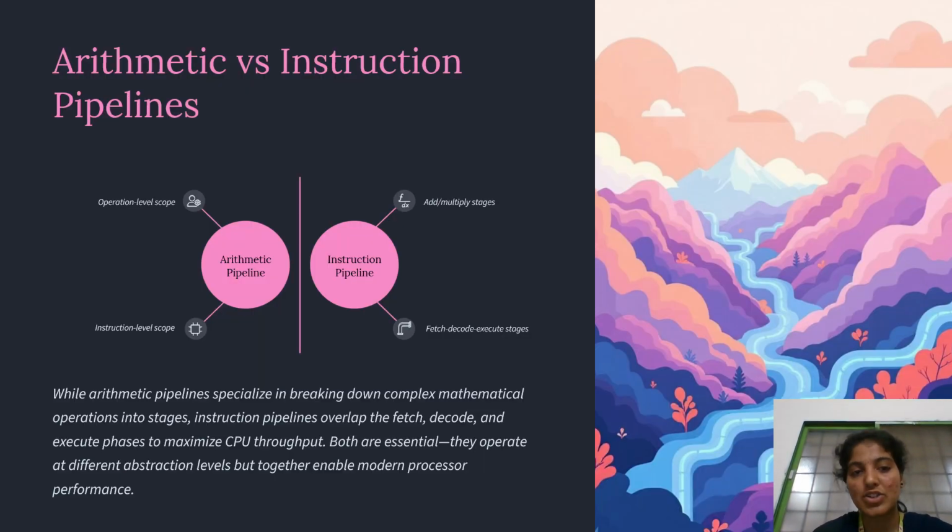Arithmetic versus instruction pipelines. We can see the difference between arithmetic pipelines and instruction pipelines. In arithmetic pipelines, the scope is operation level, while instruction pipelines have instruction level scope. In the instruction pipeline, we can add multiply stages and fetch, decode, execute stages.